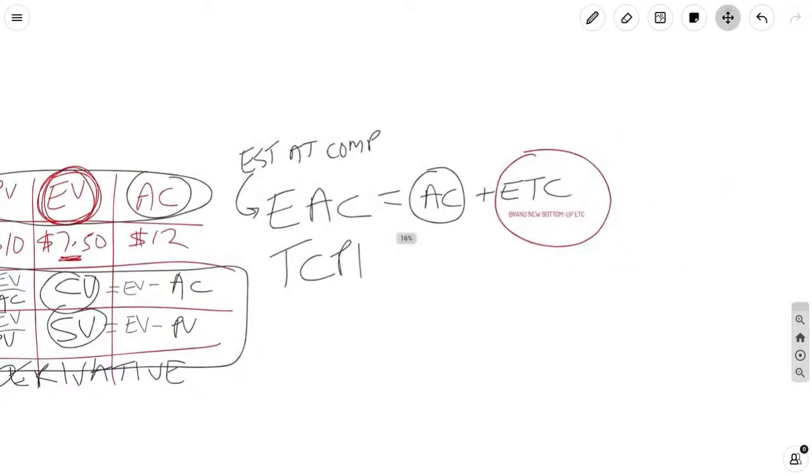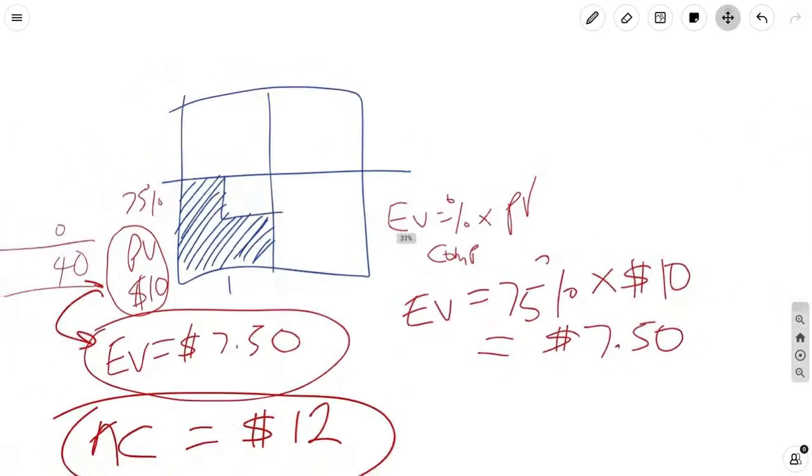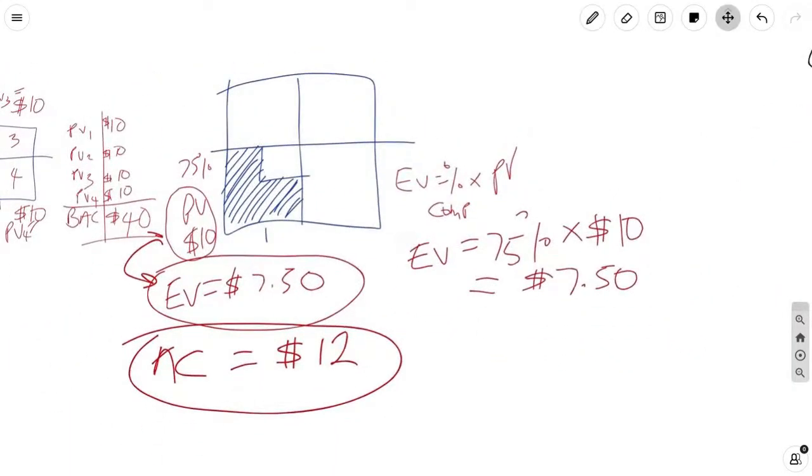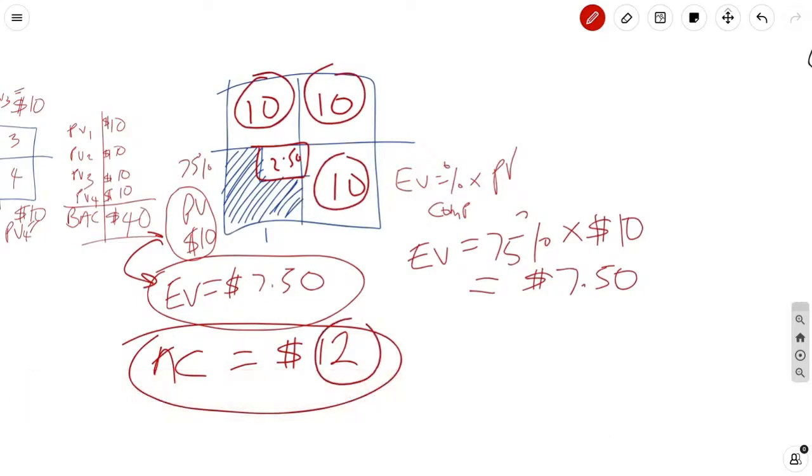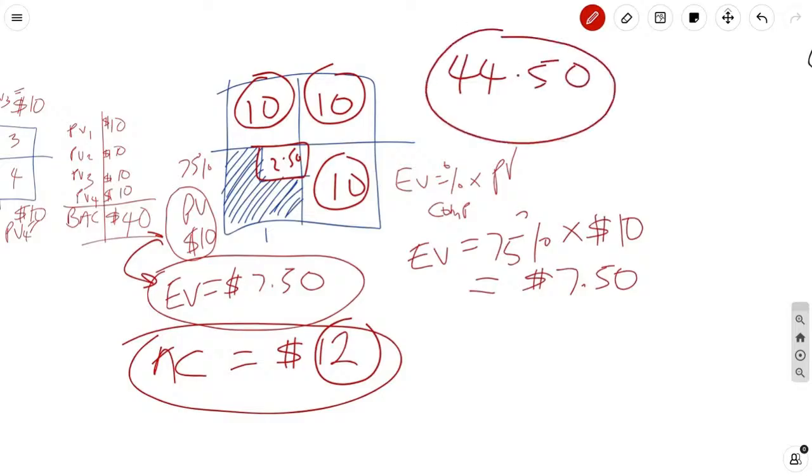So if you go back to our example, we take a look and we say, okay, the state of affairs is we've spent $12. We originally said we were going to spend $40, but if we do a brand new bottom-up ETC, even if everything went well, we're definitely going to spend a 10, a 10, a 10, and we're going to spend $2.50 extra. And we've already spent $12. Even if all goes well, this will still take us the original 250. We've already spent 12, so you do the addition: 10, 20, 30, 42, 44, 50. At the very best case scenario.